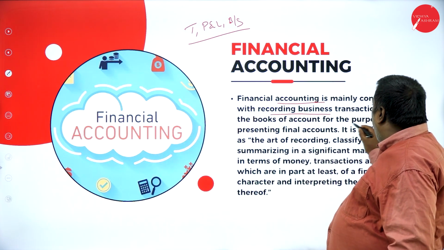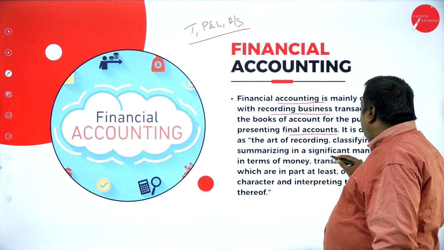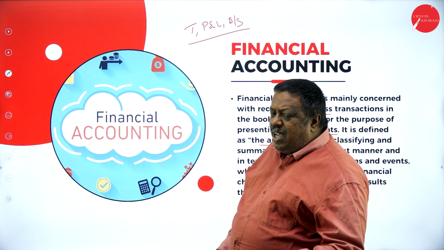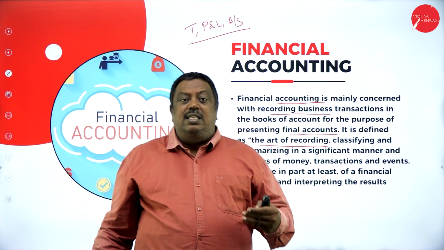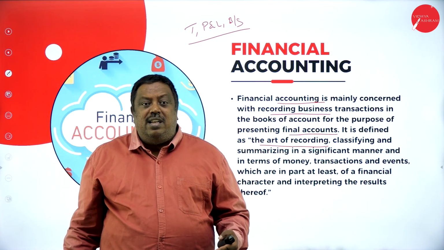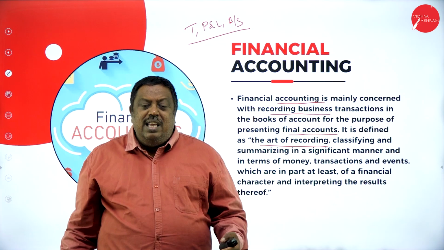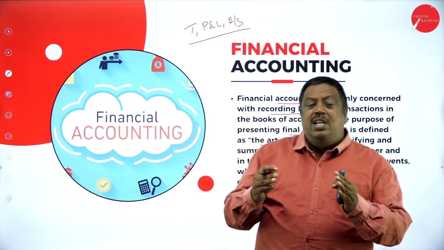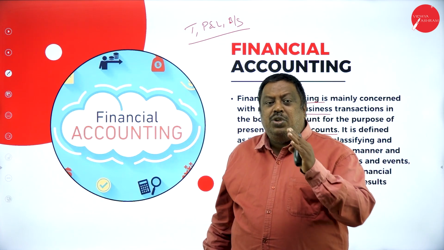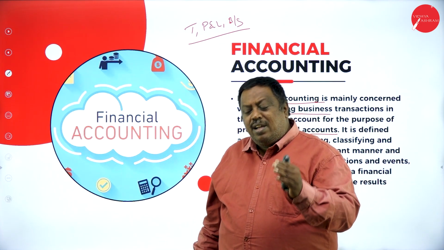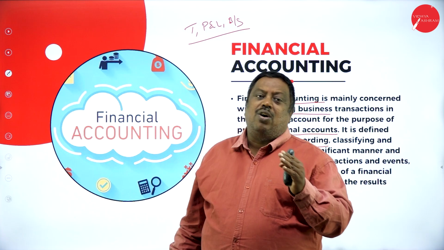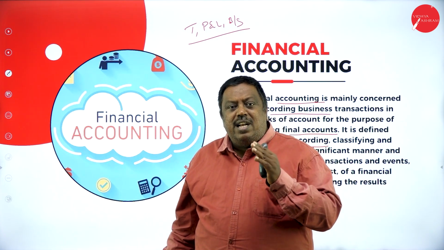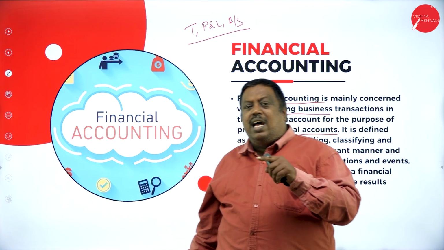So, the books of account, for the purpose of presenting final accounts, is defined as the art of recording every transaction when it occurs, when the event takes place. It is the art of recording the information in the books of account. What sort of information should be recorded? What to record? When to record? Why to record? How to record? These four questions should arise in the mind of the financial accountant. So he should know that.